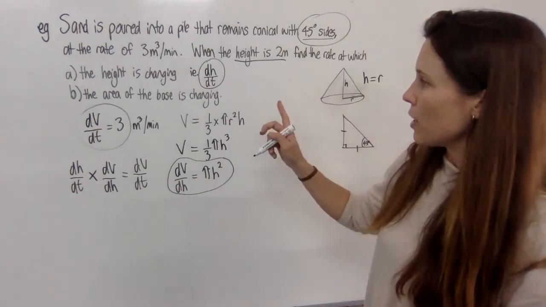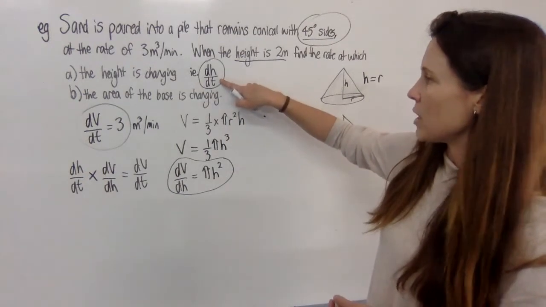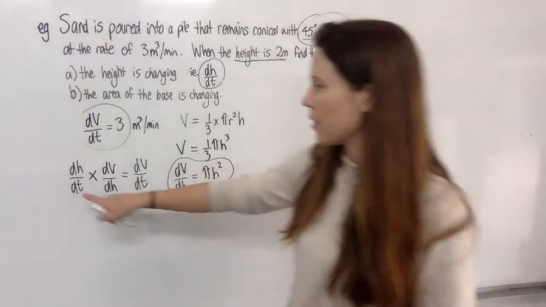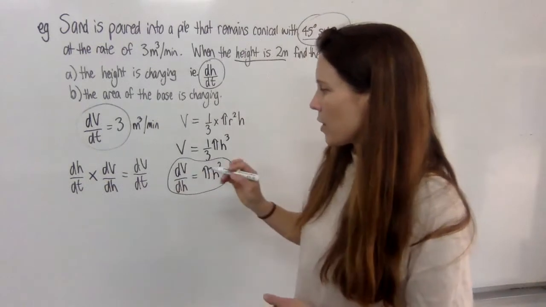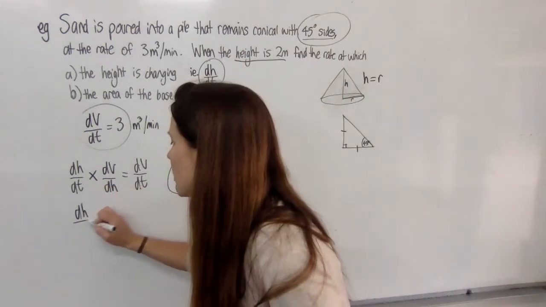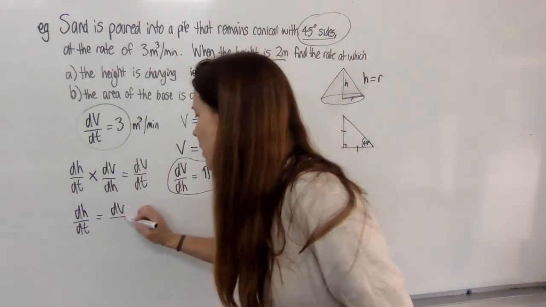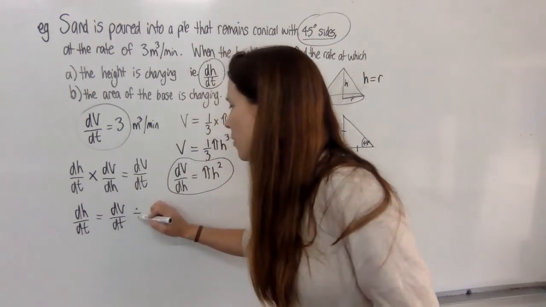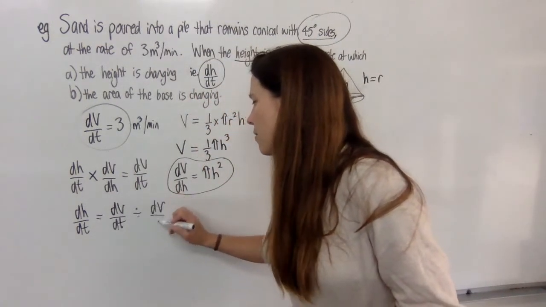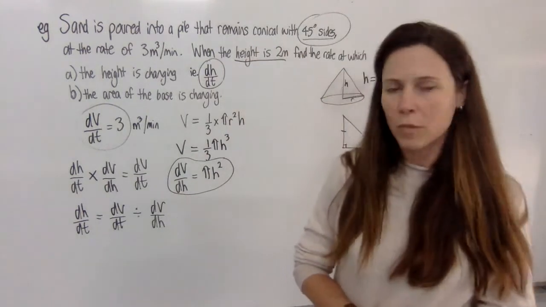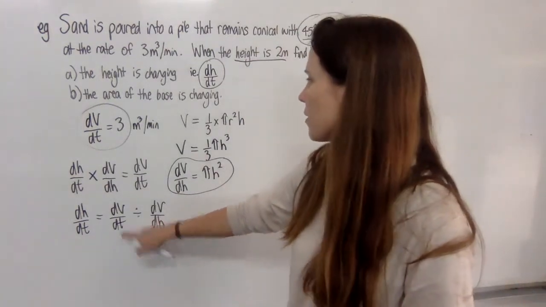All right, so what we're trying to find then is dh/dt. So that's this. So that means that if I want dh/dt, then I need to do dV/dt divided by dV/dh. All right, what is dV/dt? That's 3.